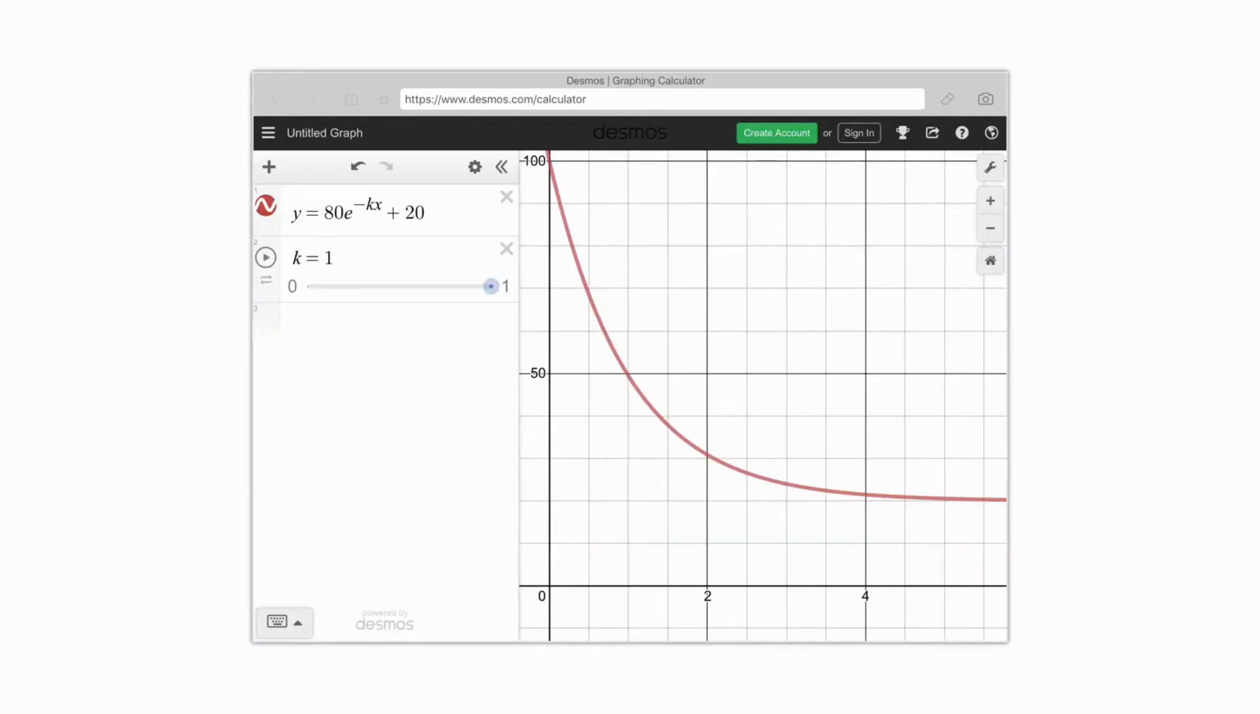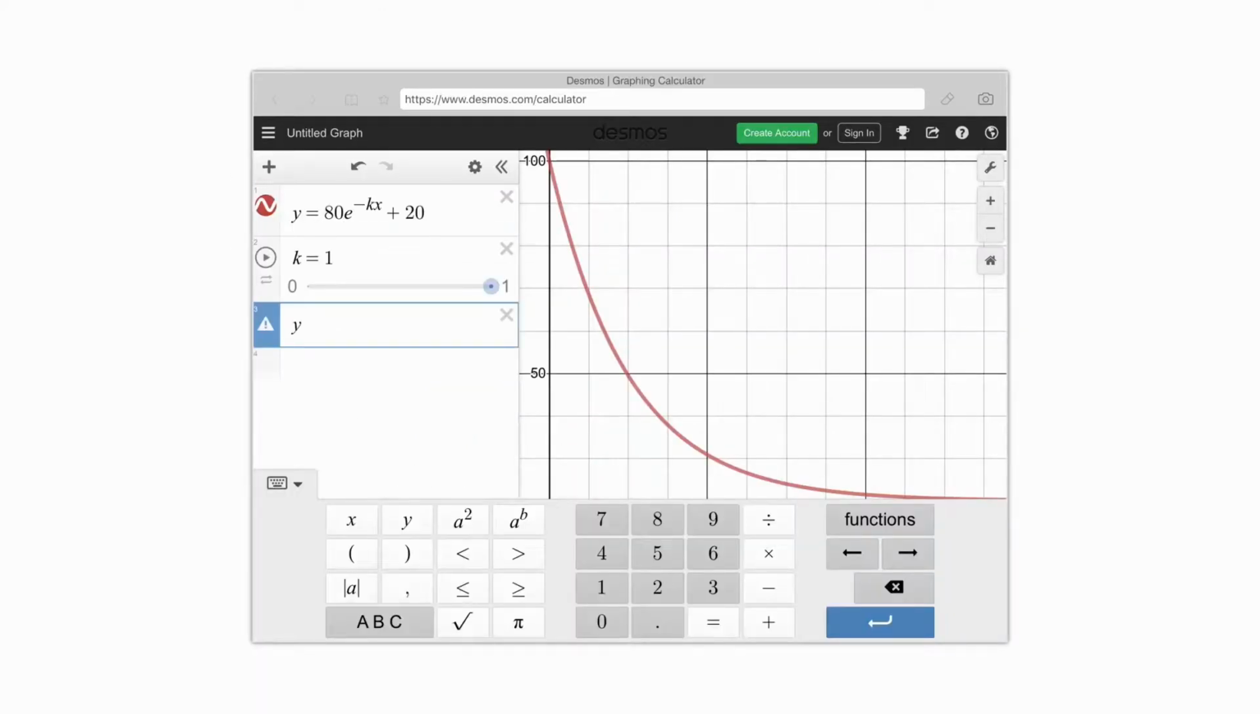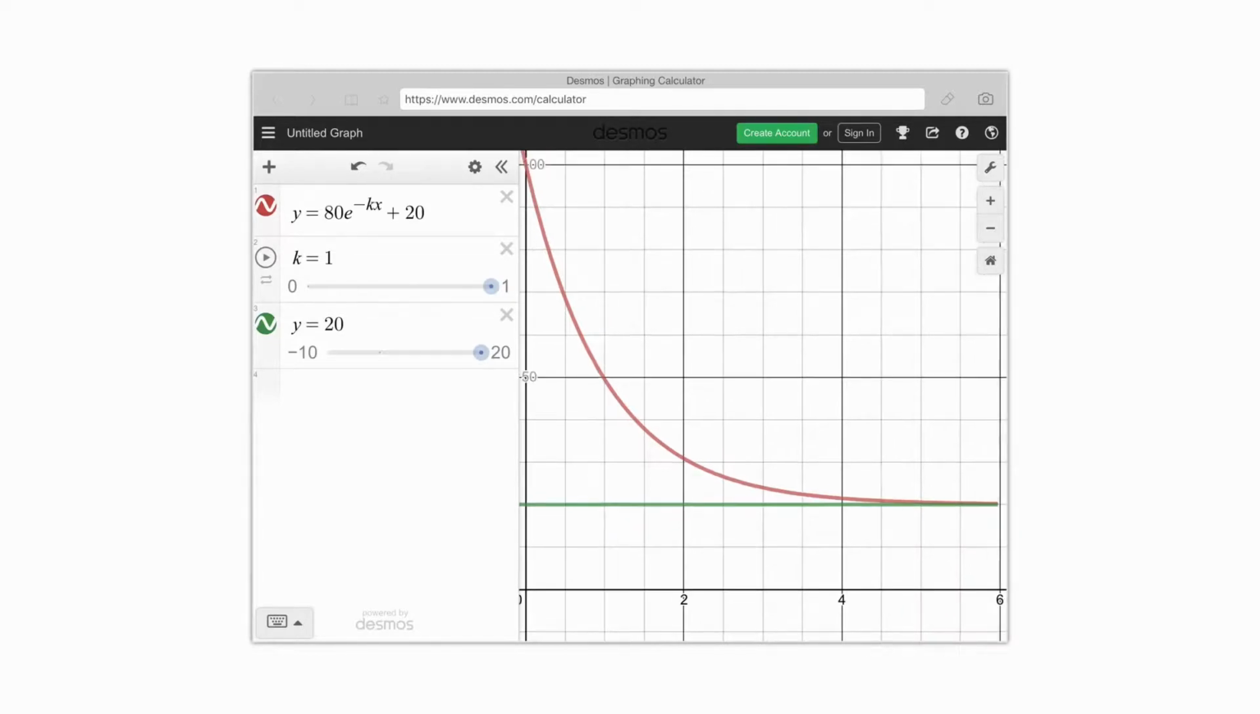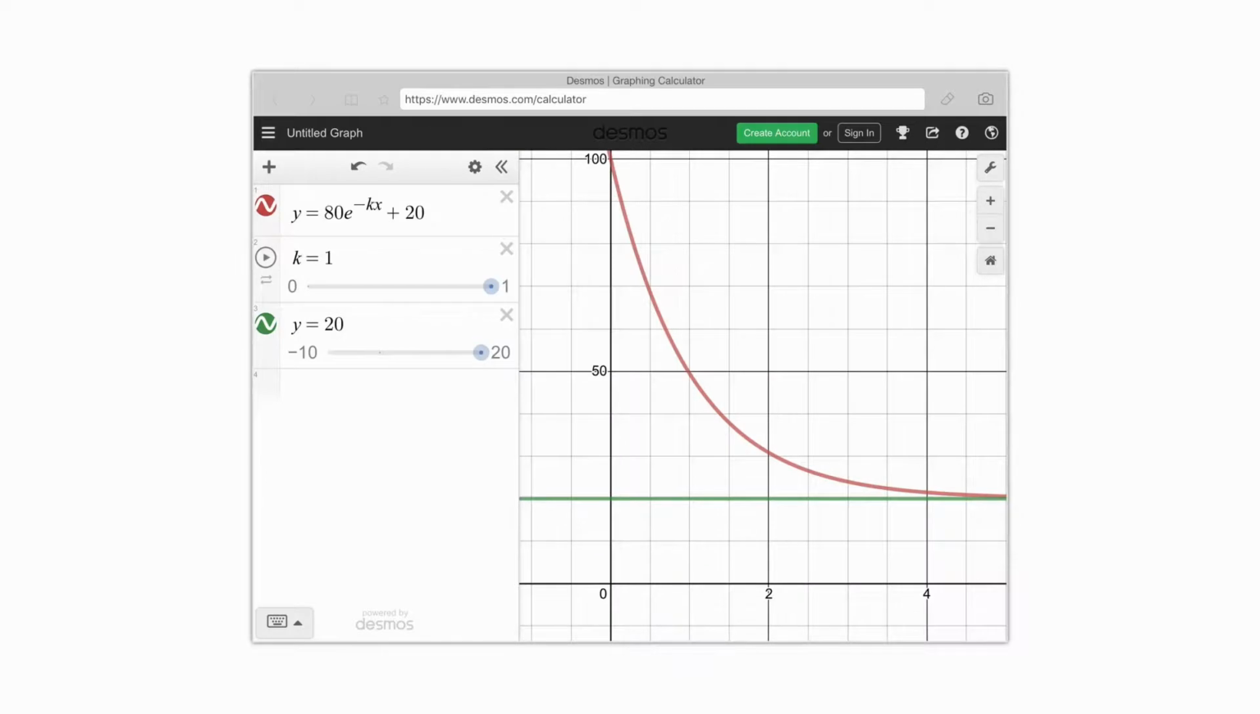So here we have the graph, and just for reference, I'm going to throw on the line y equals 20, which is actually our horizontal asymptote. So you can see here with k equal to 1, the coffee is cooling, and after maybe 4 or 5 minutes, it's come down to room temperature.